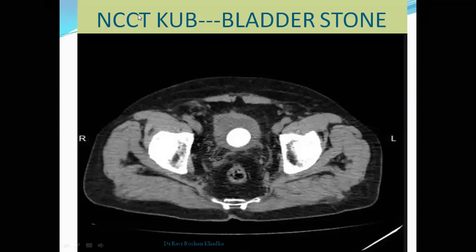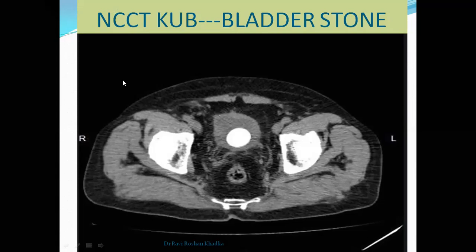See, this is the axial view of the pelvis where you can see the bladder outline. And you can see a very hyperdense structure inside the bladder. This is the bladder stone. These are the bones of the pelvis, basically along the hip joint. So see, the CT scan is very good, not only for diagnosis but also for other important points that I have already explained.